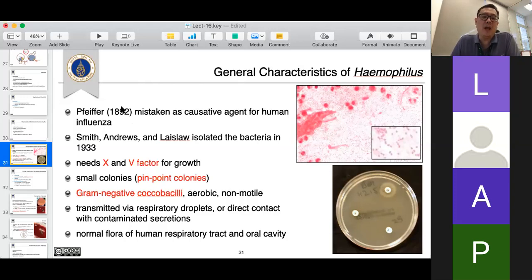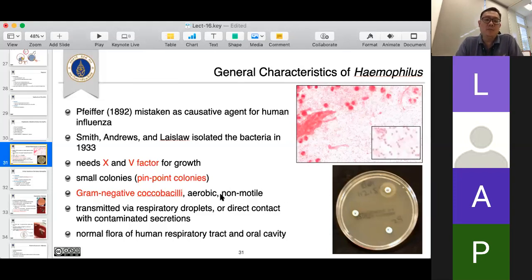To grow, the bacteria need factor 10 and factor 5. Some people say X factor and V factor. This is the plate used. People spread Haemophilus influenzae on it and apply factor 5 and factor 10, and this plate has both factor 10 and factor 5. You see bacteria grow just around the factor 10 and factor 5 because they need them, okay?